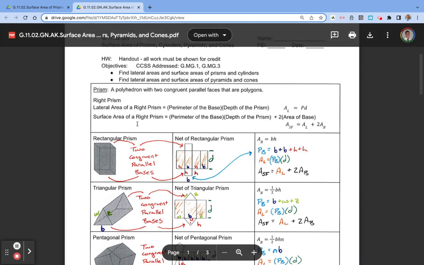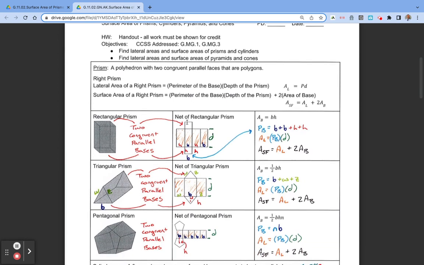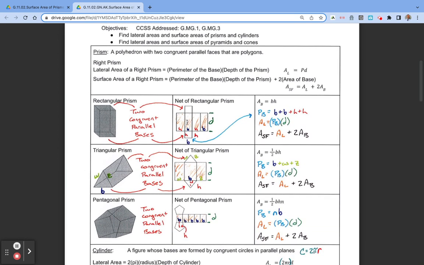So a prism is a polyhedron with two congruent parallel faces that are polygons. In this case, we're going to be dealing with right prisms. The lateral area of a right prism is the perimeter of the base times the depth of the prism. Then the surface area of the prism is going to be the perimeter of the base times the depth of the prism plus 2 times the area of the base.